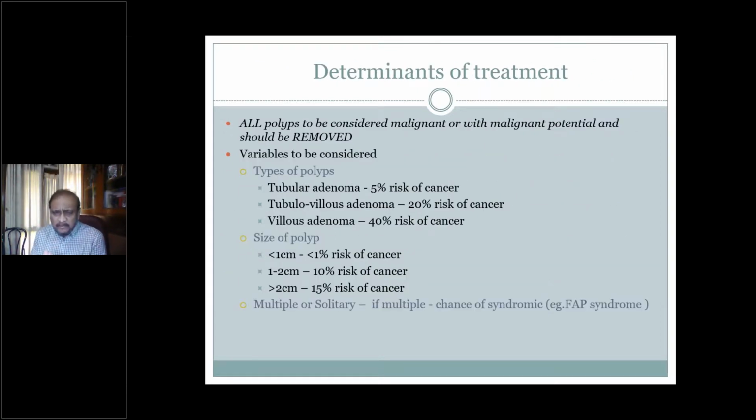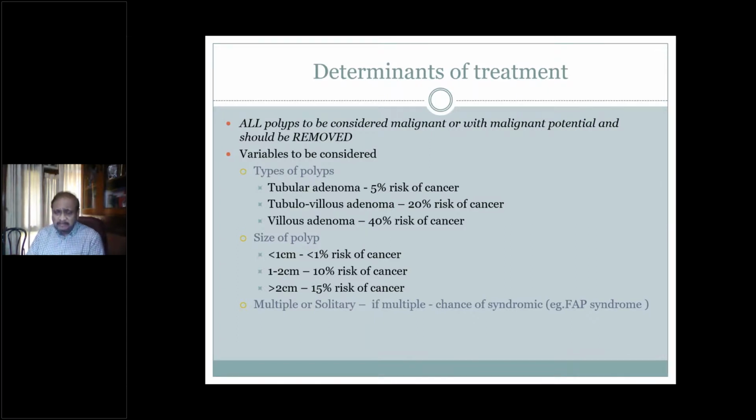Now, you have to treat the polyp. So what are the determinants of treatment? This patient comes to you with a polyp. This patient came to you with hematochezia. You did a colonoscopic examination, right? All polyps should be considered malignant or with malignant potential and should be removed.